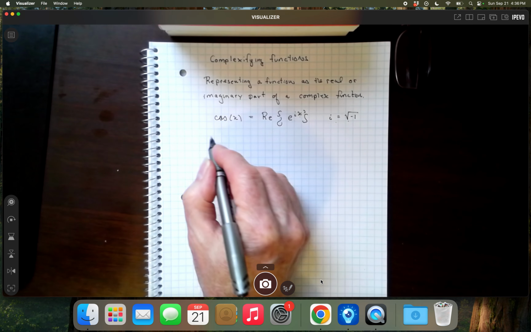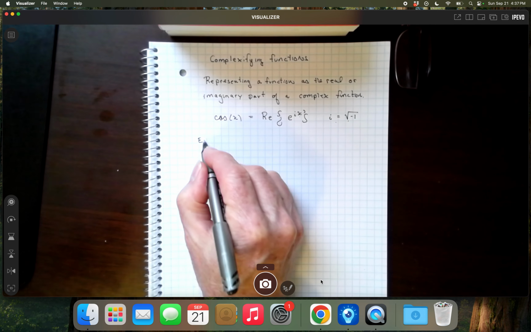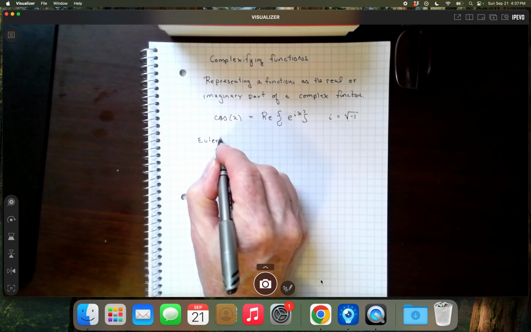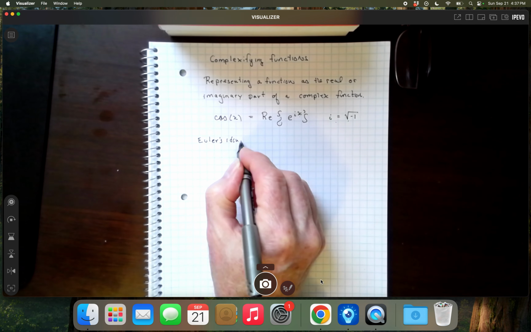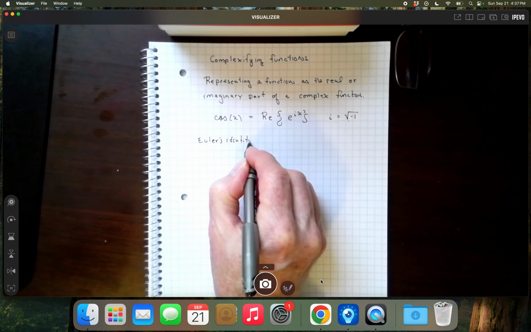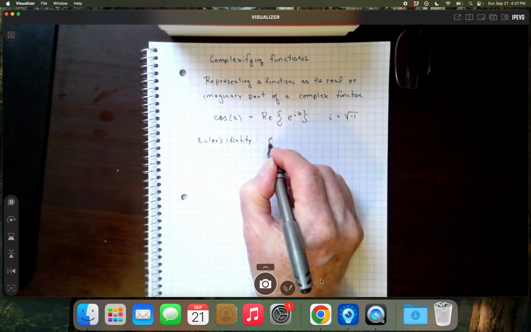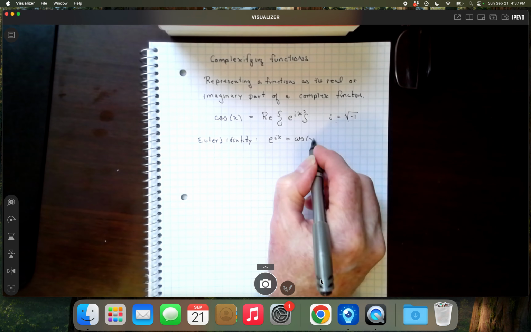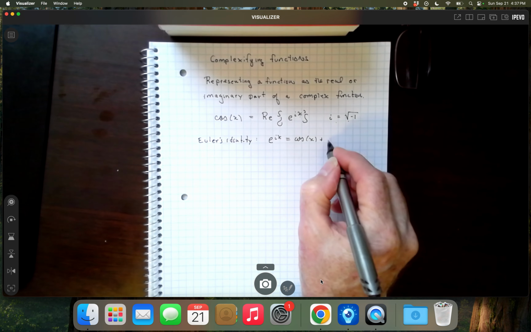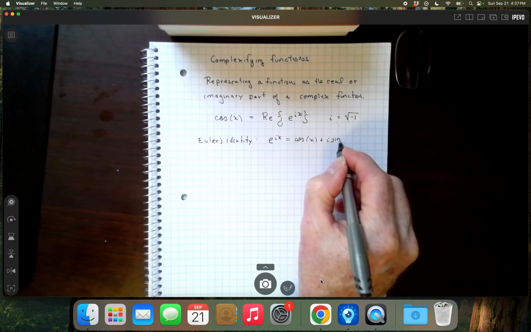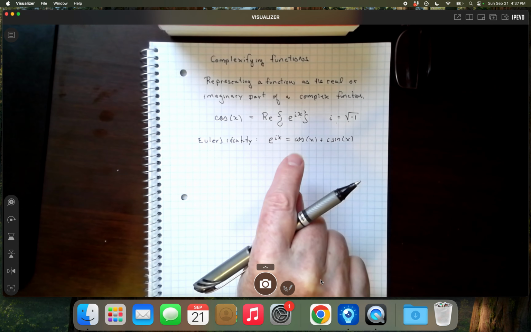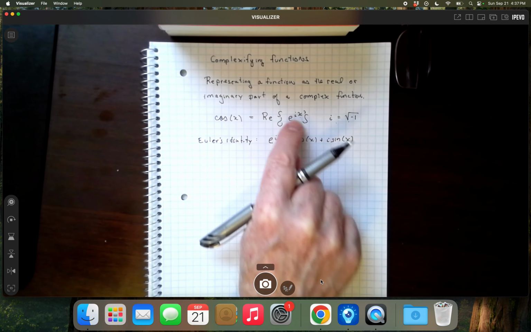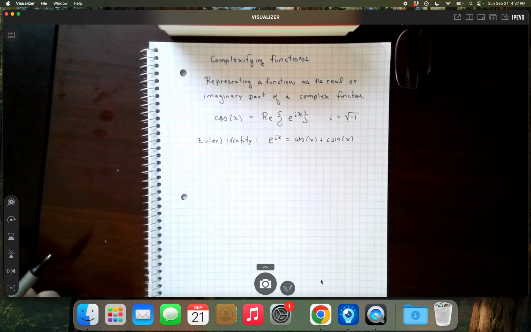Now, where this comes from is Euler's identity, which states the following. It says that e to the ix is cosine of x plus i sine of x. So indeed, the real part of this is the cosine of x.